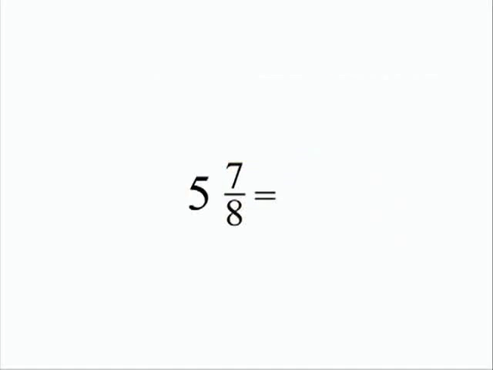Bruno, change 5 7/8 into an improper fraction. The bottom remains 8. You multiply the denominator of the fraction, 8, times the whole number, 5, to get 40. Then add 7 to that to get 47. So the answer is 47/8.